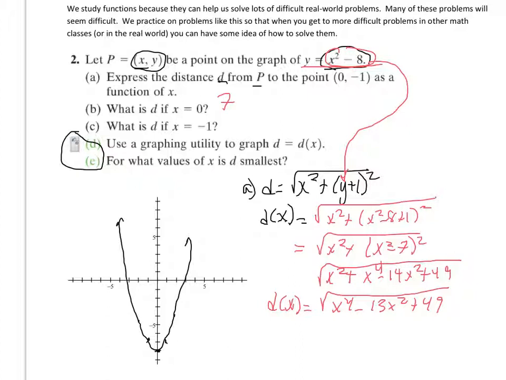What is the distance if x equals negative 1? Plug it in. What's negative 1 to the fourth? 1. Minus 13 times negative 1 squared, which is 1, so negative 13. So we go minus 13 plus 49. Let's see, 1 plus 49 is 50, 50 minus 13 is 37. So that is the square root of 37, or 6.1-ish maybe. That's how we do it.